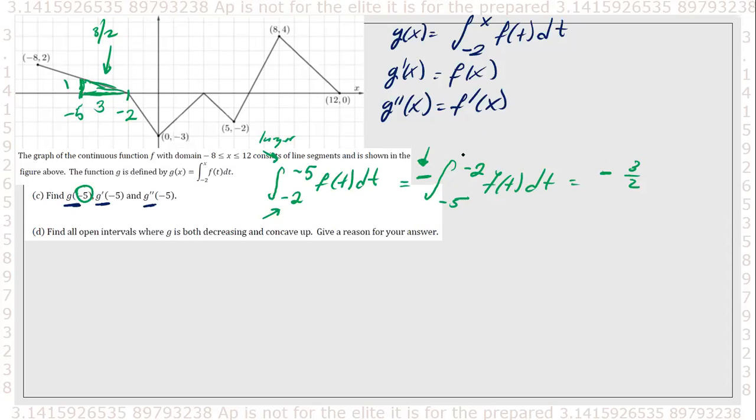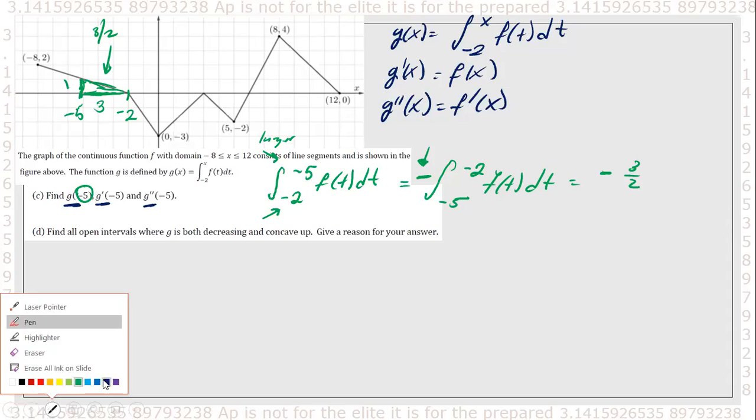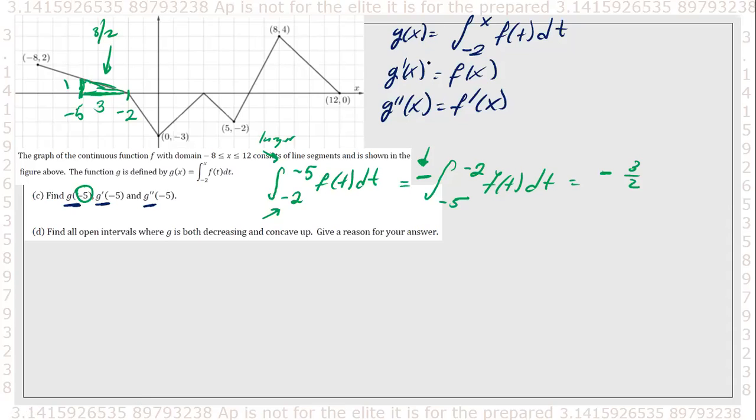The next thing we want to do is find g prime of -5, which in this case is f of -5, which is not that bad. It's a height. So at -5, which is right here, what is that height? It looks like it's positive 1, because that is the y value. This coordinate right here is (-5, 1).